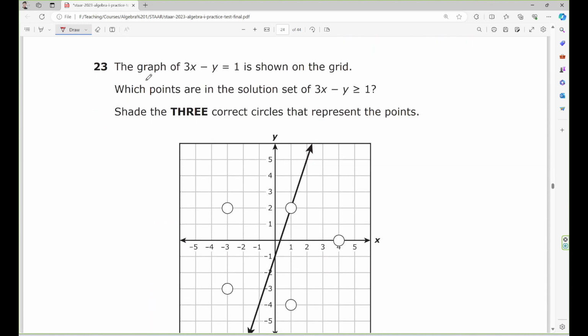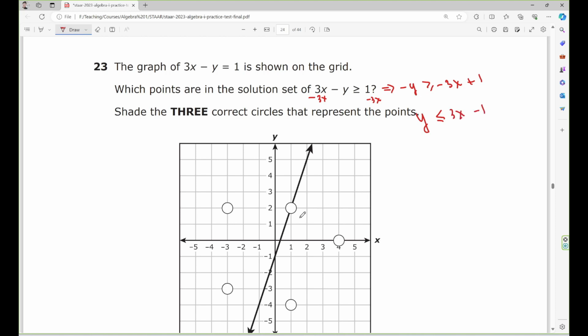Number 23. The graph of 3x minus y equal 1 is shown on the grid. Which points are in the solution set of this one? Alright, now we need to graph this one first. So we need to convert this one to the slope-intercept form. So I need to subtract 3x both sides. So I have negative y greater than or equal to negative 3x plus 1. Now I need to solve for y and multiply both sides by negative 1, and I need to switch inequality symbol. So y less than or equal to 3x minus 1.